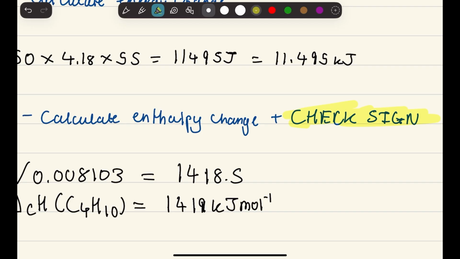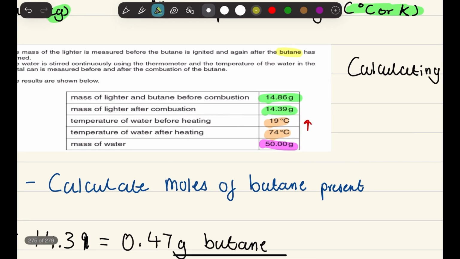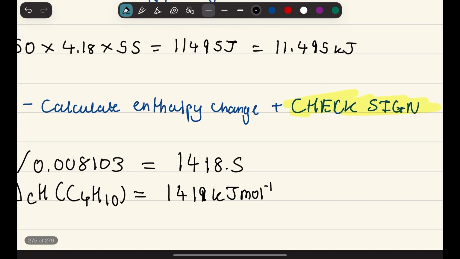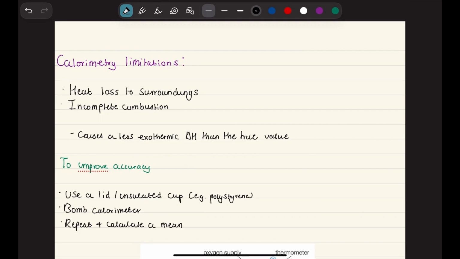One last thing to do. I said check the sign. If the temperature went up, it's an exothermic reaction. Plain and simple. If the temperature's gone up, it's exothermic. Meaning, we need to add a negative sign here. And I'm going to tell you something as well. Because we were working out enthalpy change of combustion, if it wasn't negative, I know I'm wrong. So, negative symbol there. Okay, I promise you we're almost there.